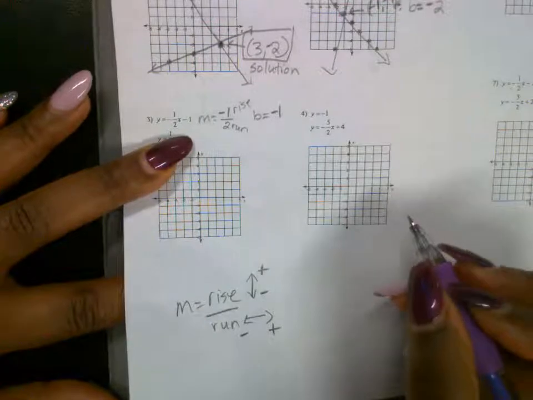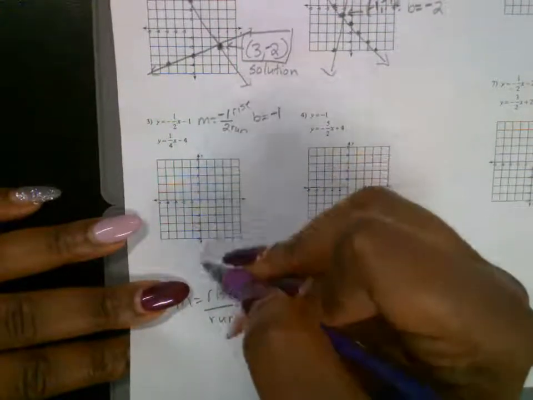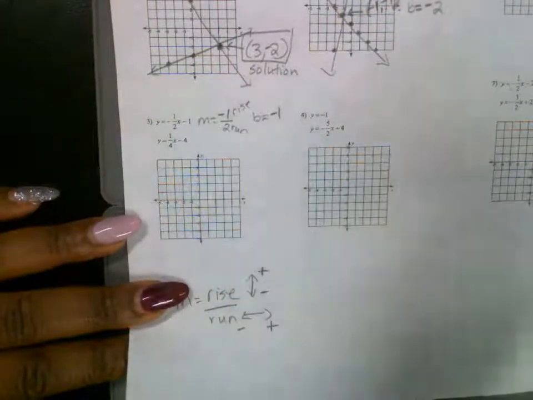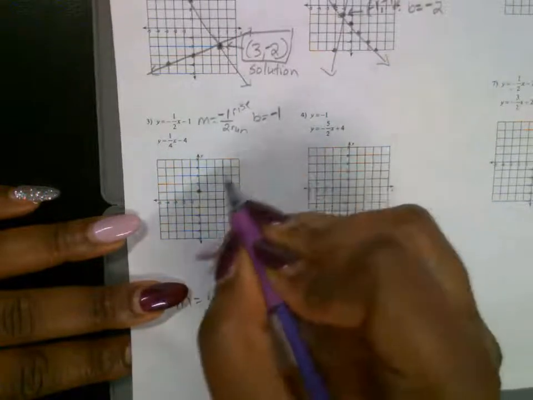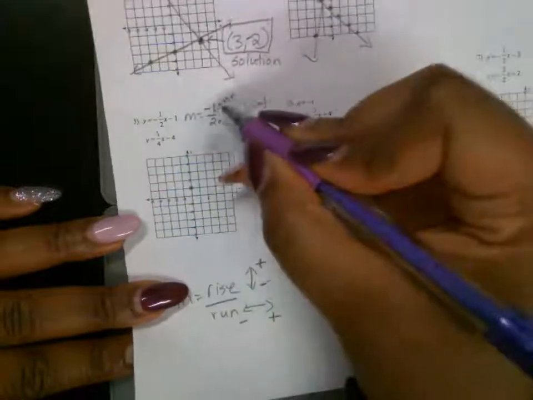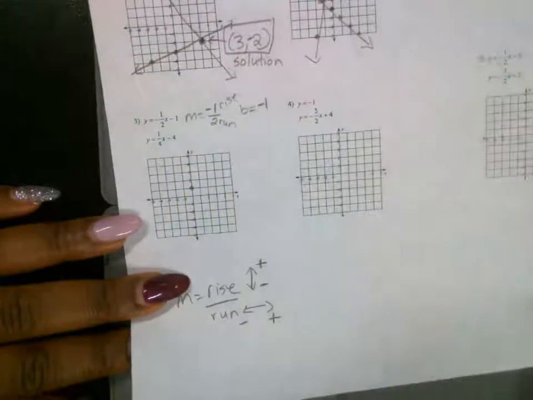Okay. So we're going to find -1 on the y-axis. I keep doing the same thing over and over again, okay? This is -1 on the y-axis. B, find it on the y-axis. Now use your rise over your run.